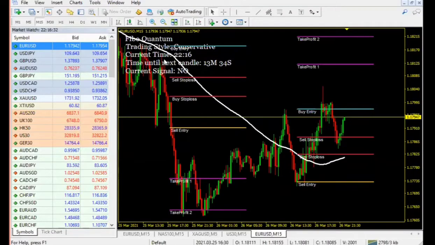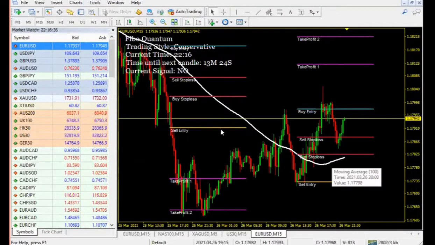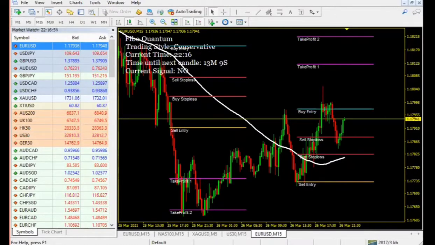But anyways, the first thing I look at is this 100-period moving average here, this white line. Now why I look at that is I want to see where the price is. If it's above this white line, I look for buy entries, okay? If it's below this white line, I look for sell entries, okay?